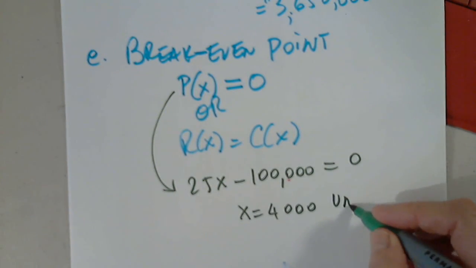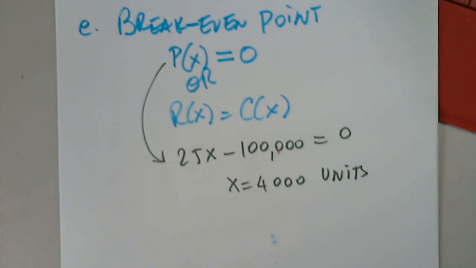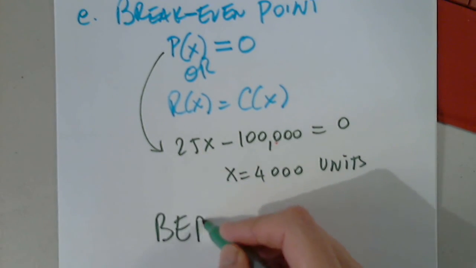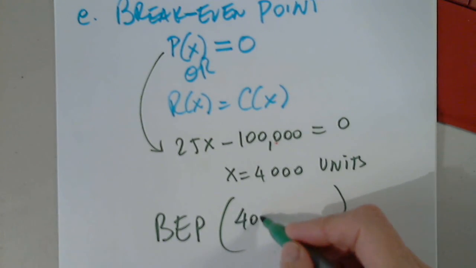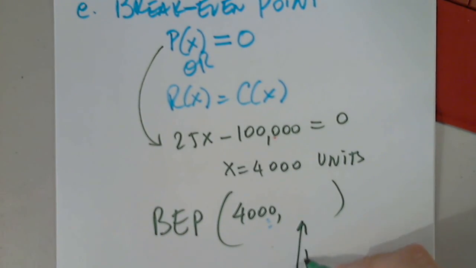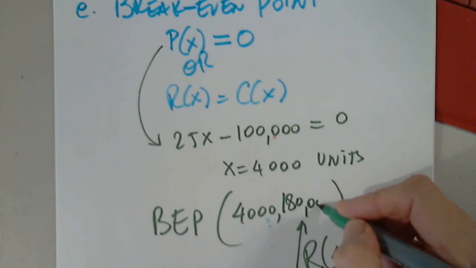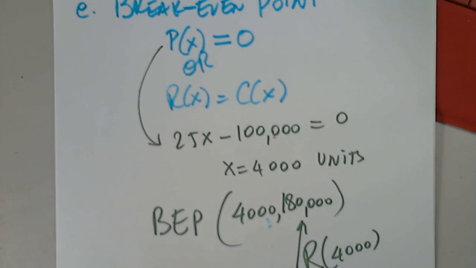So x equals 4,000 units, or calculators. So the break-even point is 4,000, comma, the revenue of 4,000. That's how we write the break-even point. So I look at the revenue, which is 45, and I multiply it by 4,000, and that is 180,000. So the revenue for the break-even point is 180,000.